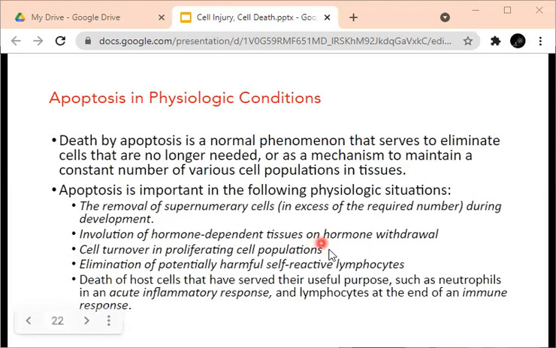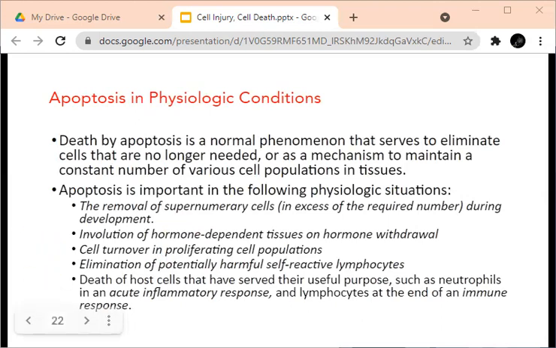And then involution of hormone dependent tissues on hormone withdrawal. So for example, di ba sa pregnancy, all right? During pregnancy, makapal yung myometrium, malaki yung uterus ng pregnant women. However, upon hormone withdrawal, pag nanganak na, biglang magliliit siya, secondary to hormonal action, right? Next is cell turnover in proliferating cell populations. Remember that, especially sa epithelium natin, sa skin and in the gastric or intestinal epithelium. So malaki yung turnover dyan because it replaces the cells almost every day, all right? So it's a way of giving the body a constant number of cell population by apoptosis.